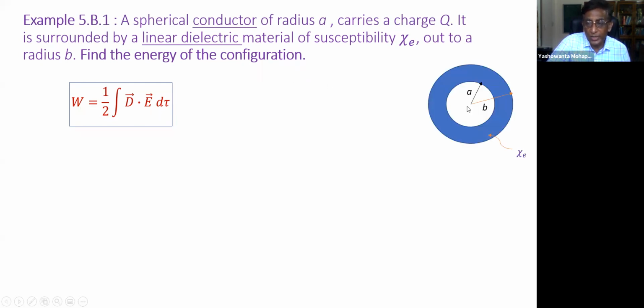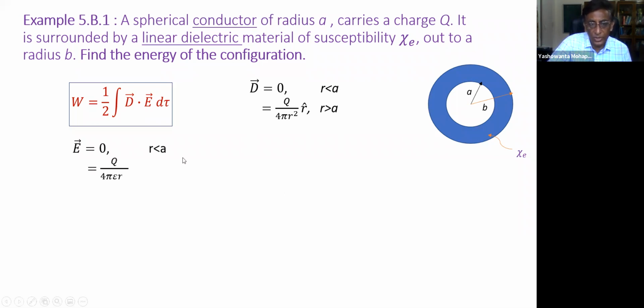Okay, so this is the physical situation. There's a conductor of radius a, surrounded by a dielectric from a to b, of susceptibility chi e. This is standard. So it is a conductor, so D is equal to 0 for r less than a. And anywhere else, it depends only on the source charge. It is Q by 4 pi r square for r greater than a, whether inside the dielectric or outside. So once I know D, I can calculate E everywhere.